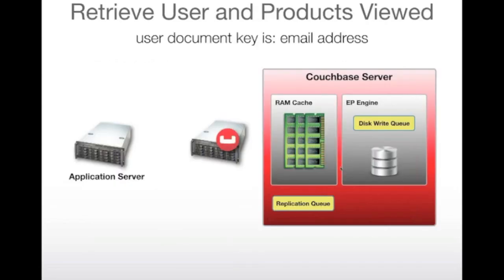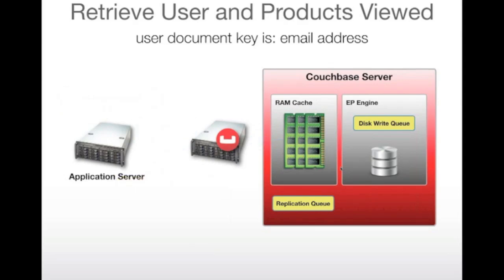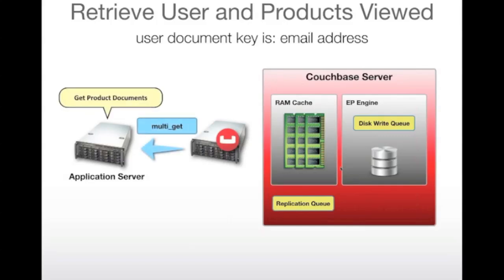So this is kind of how it looks within Couchbase. The user document key is going to be an email address. So first I'm getting the user document based on that email address, and I'm retrieving it. And I also want to get the products viewed. So it's a two-step process here. First, I get the user document. It happens to have the products viewed within that document. And then I'm doing a multi-get to get all the products at once, right? Because I generate a list of keys of all the products viewed, and then I do a multi-get to get all the product documents. This is a pretty common scheme here, get and multi-get.